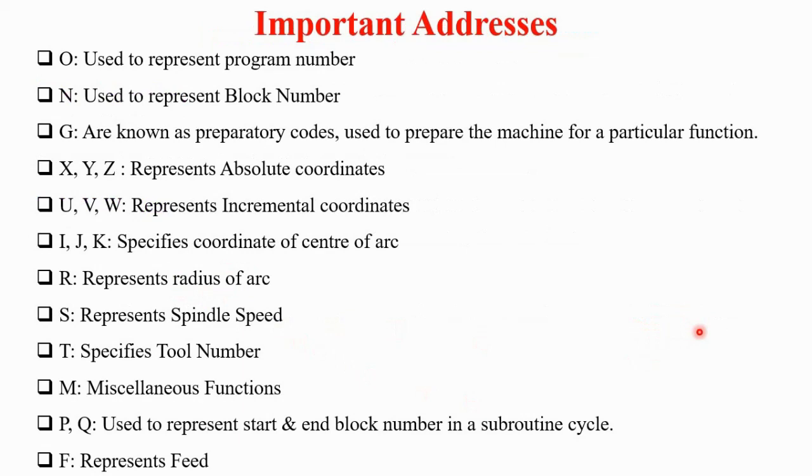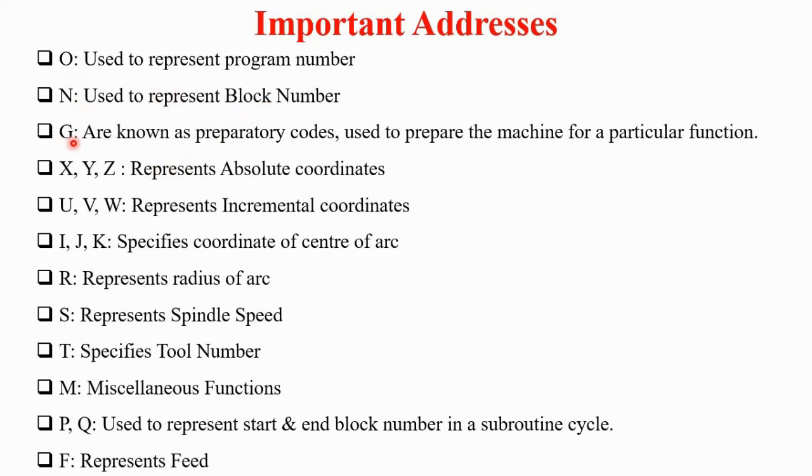Then a few important addresses used in these CNC programs. The first one is O. O is used to represent the program number. Initially we have to represent this program number, for example O123 or O1000. Likewise we have to represent the program number, and this O is used. Then N is used to represent the block number. In the programs there are a number of blocks, so in order to represent the number of a block, N is specifically used.